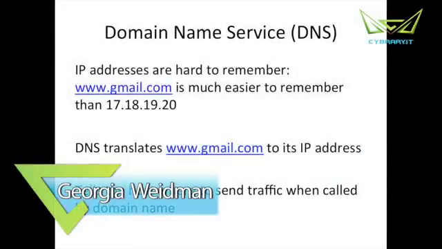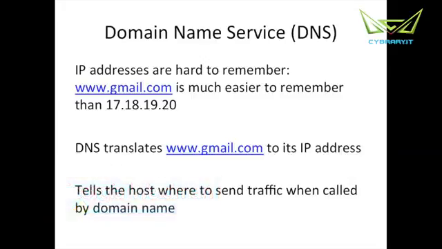We're going to take a look at domain name services, or DNS. This is what translates www.gmail.com into an IP address. Whereas ARP takes an IP address and makes it into a MAC address, this is one level higher: it takes an easily rememberable domain name and turns it into the IP address. And again, that tells hosts where to send the traffic when it's called by the domain name.